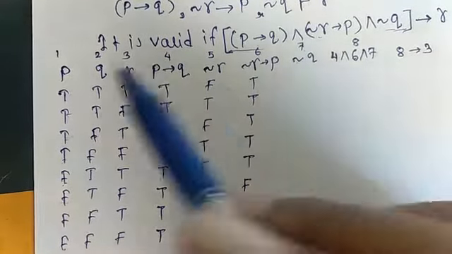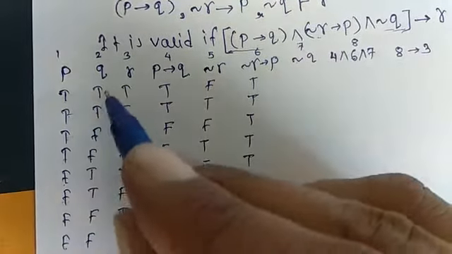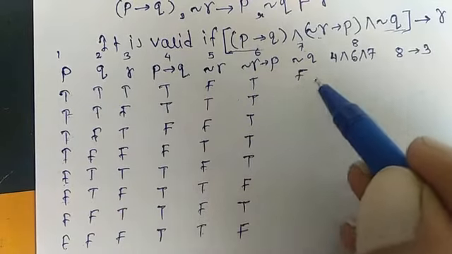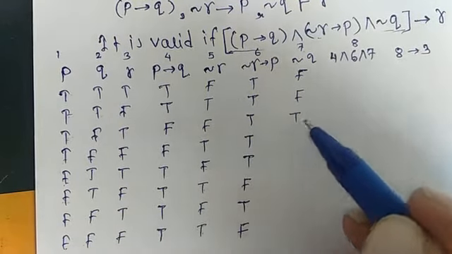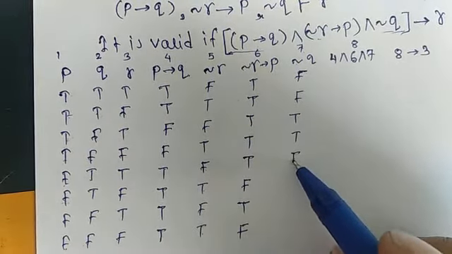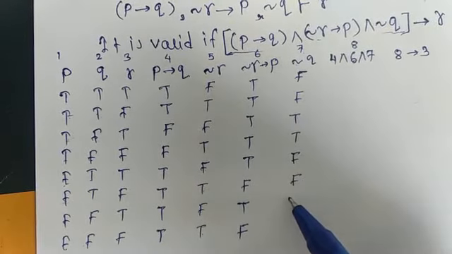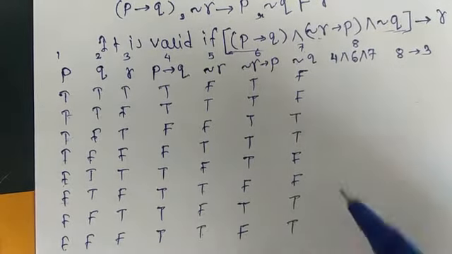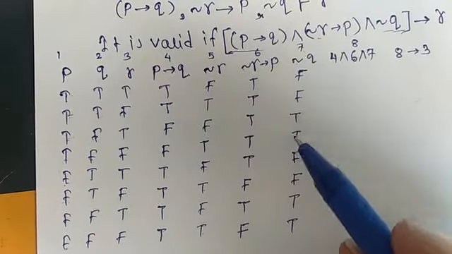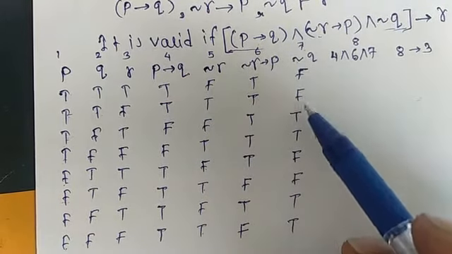Okay, so it will be our sixth column. Seventh will be the negation of Q. So it is false, false, true, true, false, false, true, true. This is two false and two true alternately.